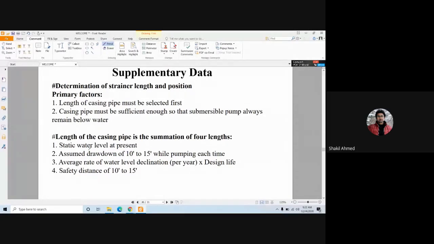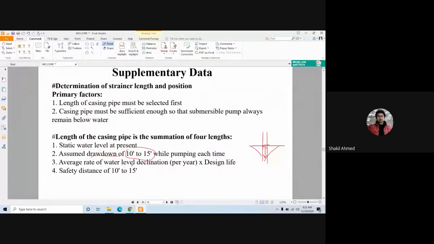We need some data and drawdown. We need to assume, it's given, that drawdown is about 10 to 15 feet while pumping each time. Whenever you pump, there is a drawdown, right? And this depth is 10 to 15 feet. Clear? Yes, sir. Okay.